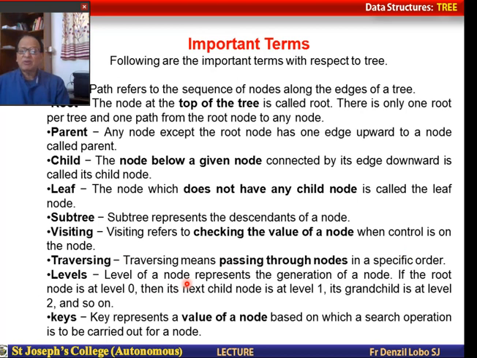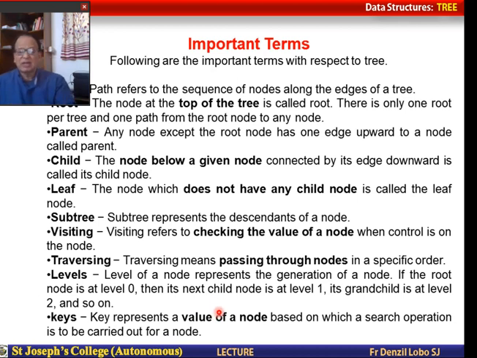Levels. The level of a node represents the generation of a node. If the root node is at level 0, then its child node will be at level 1, its grandchild at level 2, and it goes on. So level 0, 1, 2, 3, etc. Keys represent a value on a particular node.